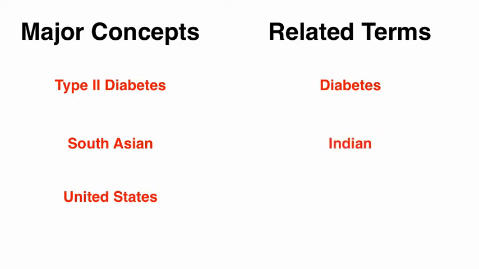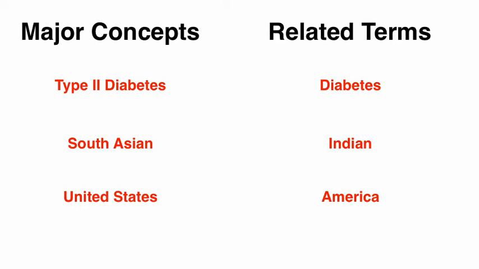Then I'm going to look at the word Indian for South Asian, because a big part of South Asia is the country of India. If somebody has written a paper about type 2 diabetes and Indian Americans, then that's going to be useful. And even though it doesn't state specifically South Asians, I'm choosing a narrower concept, but it's still related, it's still valid. And then for United States, I'm going to choose the word America.